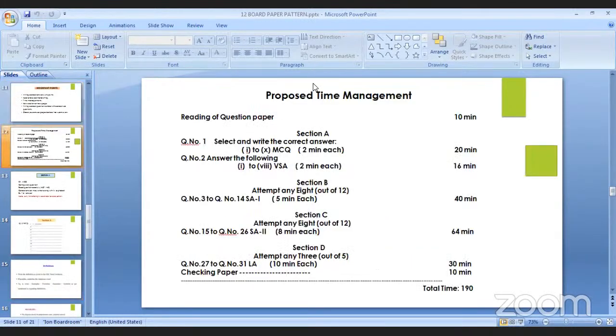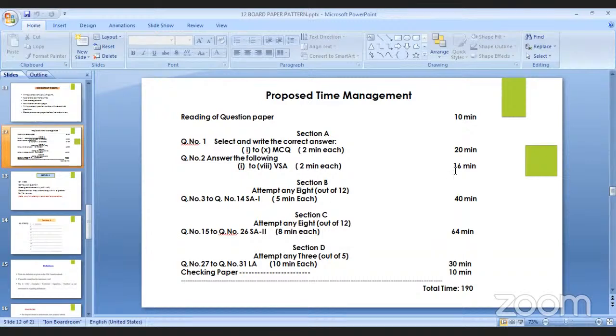After that, time management. For reading the paper, 10 minutes are given. So if you start the paper at 11 o'clock, the question paper is provided at 10:45 or 10:50. So from 10:50 to 11, you will read your question paper. When you start writing section 1, if there are 10 MCQs, you have to complete them. If you are very sure, you may complete within 10 minutes, or if you don't know some answers, you may take at least 20 minutes. Or if numericals are there, it will take at least 20 minutes to complete the MCQs.